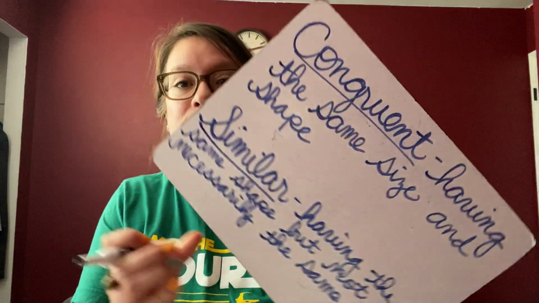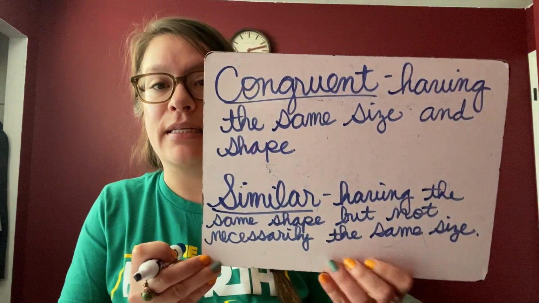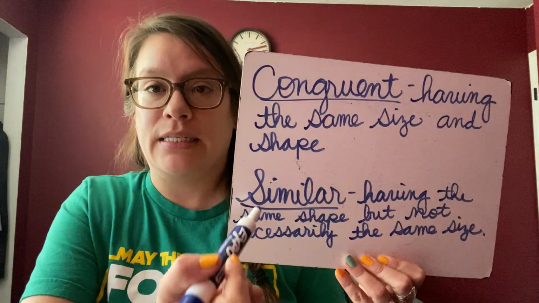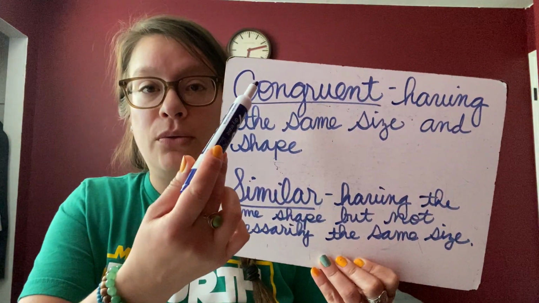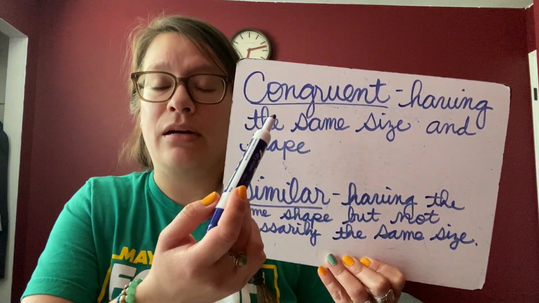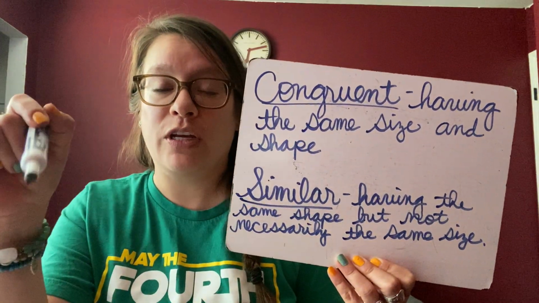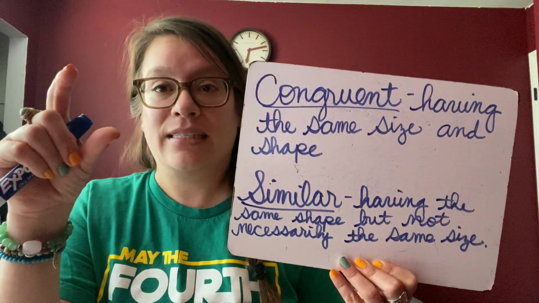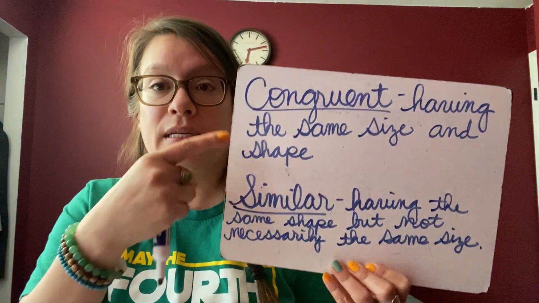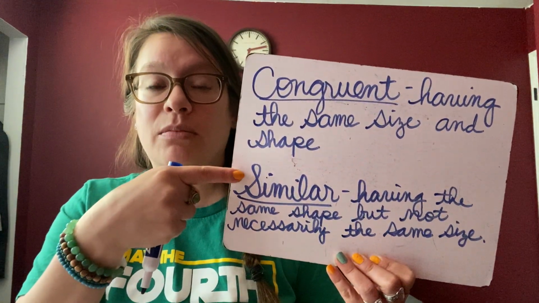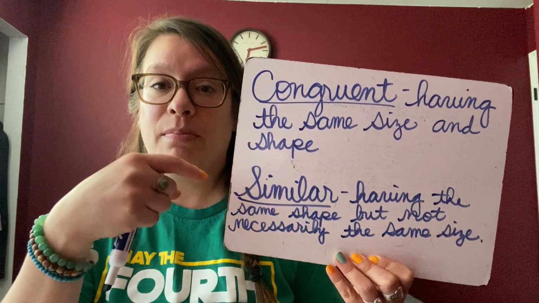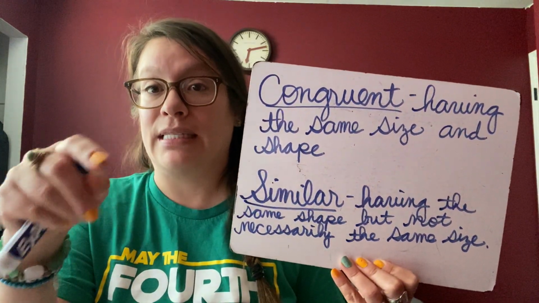Okay, this lesson is for lesson 66, similar and congruent figures. Two things that you need to know with this lesson are congruent and similar. Congruent means that they have the same size and shape. So it's two figures that have the exact same size and shape. That is congruent. Now, similar is having the same shape, but not necessarily having the same size.